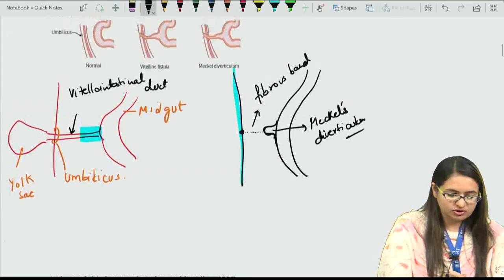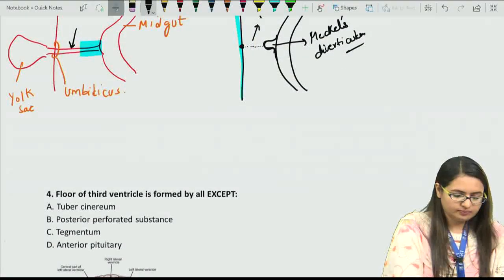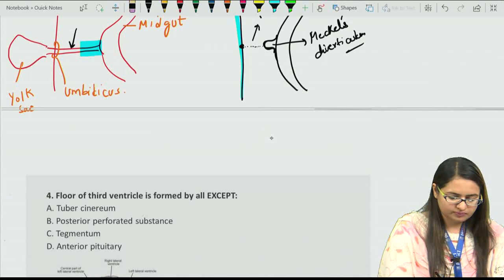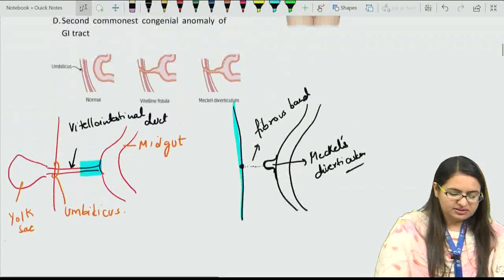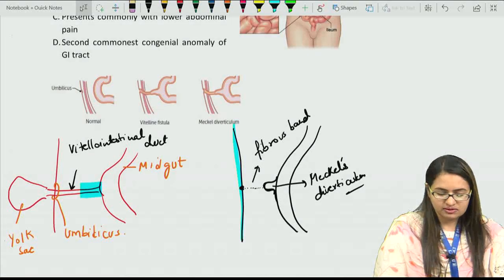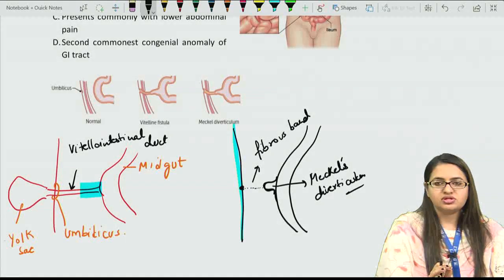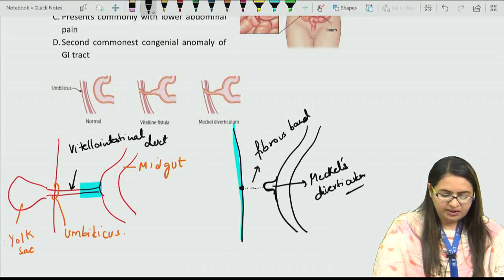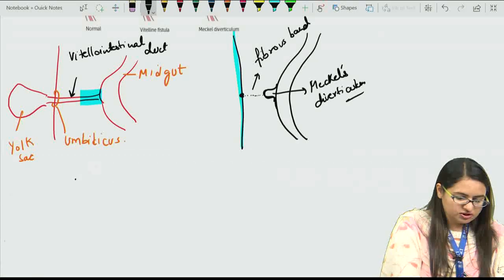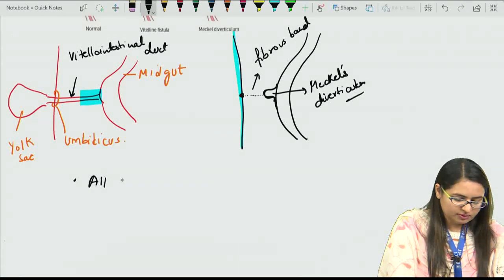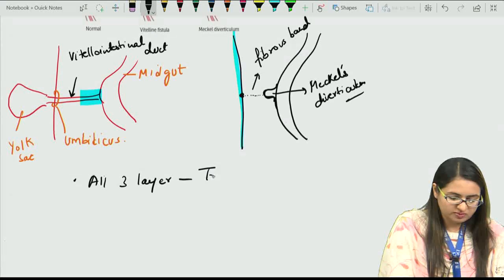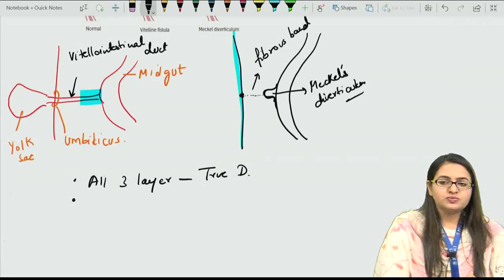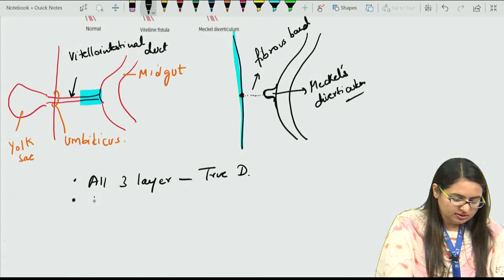Now if we talk about Meckel's diverticulum, it consists of all three layers of the GIT, that is the mucosa, submucosa and the muscular layer. Therefore we consider it a true diverticulum. All three layers are present in this, so we term it a true diverticulum. Then it is present at the anti-mesenteric border of the intestine.